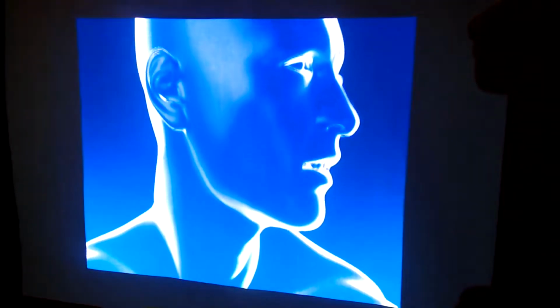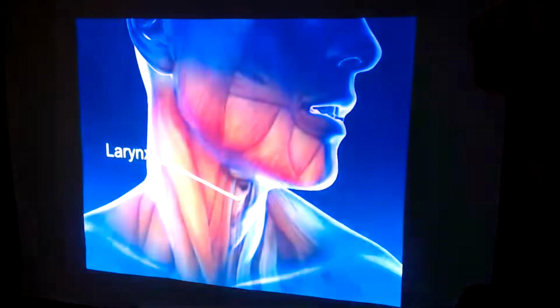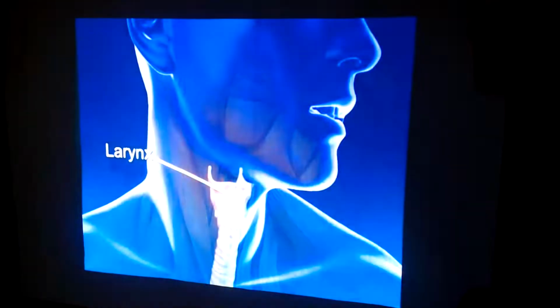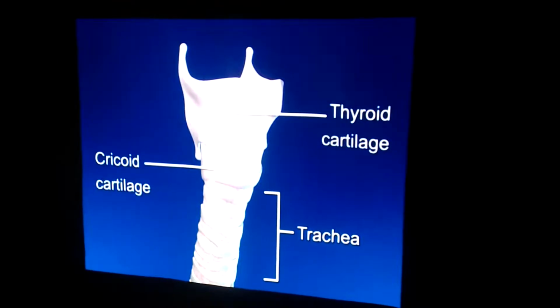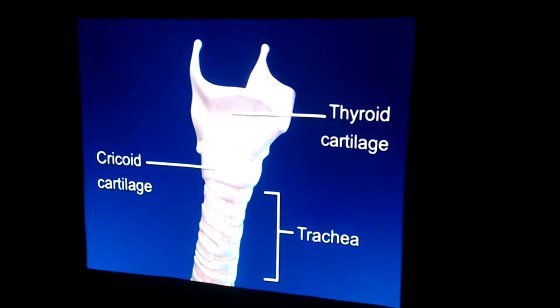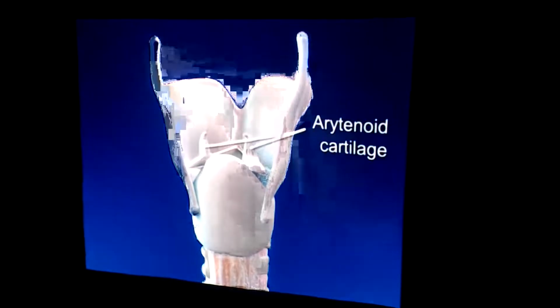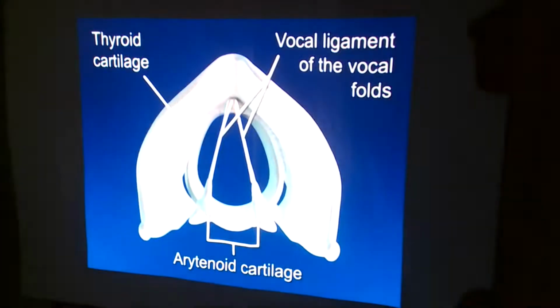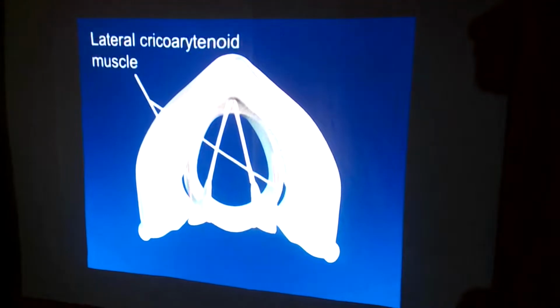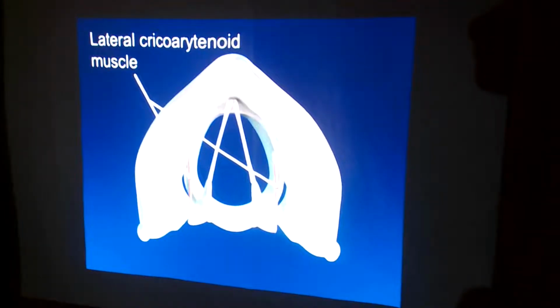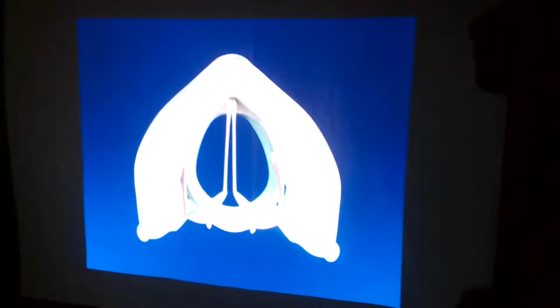The larynx is a critically important structure for both life and for speech. It is buried deep in the tissues of the neck. The larynx is made up of a series of cartilages placed atop the trachea. The cricoid cartilage sits immediately on the trachea, and the thyroid cartilage articulates with the cricoid. The tiny arytenoid cartilages sit on the posterior cricoid cartilage. The vocal ligament of the vocal folds runs from the arytenoid to the thyroid cartilage. The lateral cricoarytenoid muscle closes or adducts the vocal folds, rocking them toward the midline.